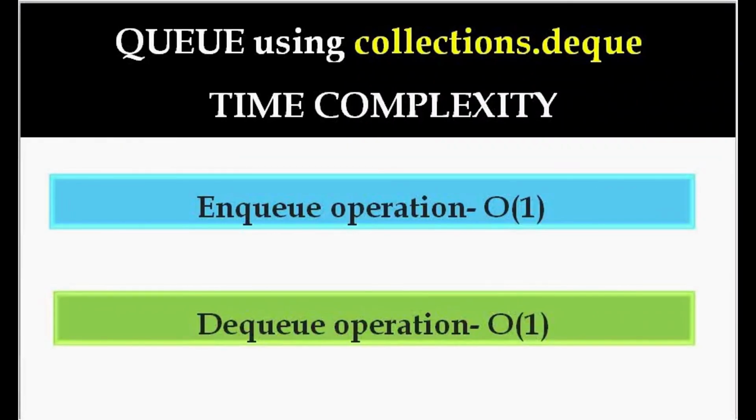So the time complexity of both the enqueue operation and the dequeue operation remains the same. It is order of 1. That's it about the queue data structure and its implementation in Python.